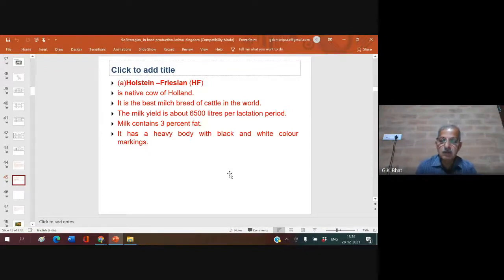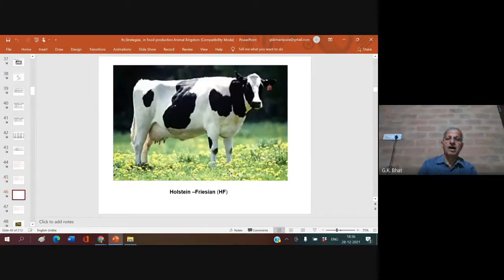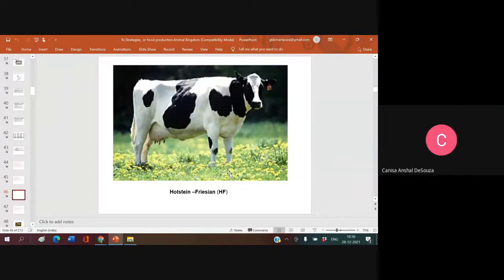How much, Navya? How much in a year? 6,500 liters. If at all you compare with this, our local breed, and add both milk and urine together, our cow will not give this much milk. So milk yield is about 6,500 liters per lactation period. Milk contains 3% fat. It has a heavy body with a black and white color marking. Navya, Kanisa, Blessy, Aisha, Namrata, have you not seen this?